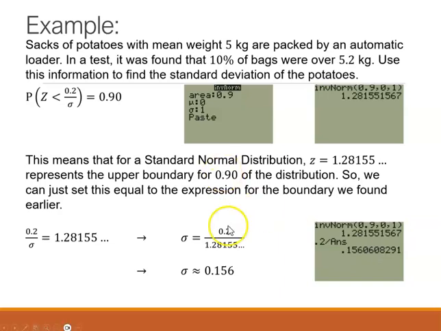Bless you. This is probably the trickiest kind of problem you'll run into. So the trick is to find the z-score for the desired probability, and then use the z-score formula to solve for the standard deviation. That's it for me.